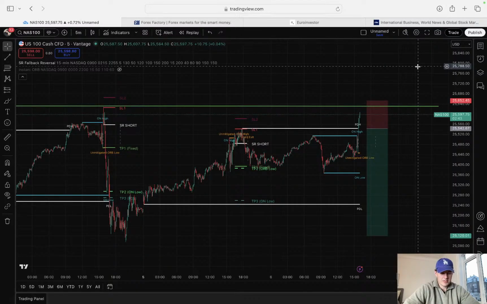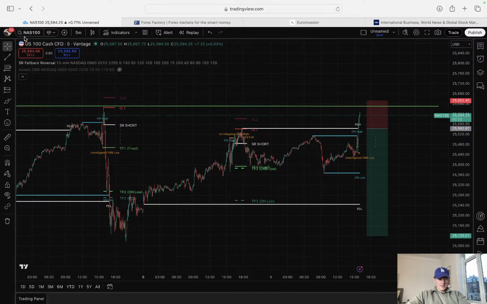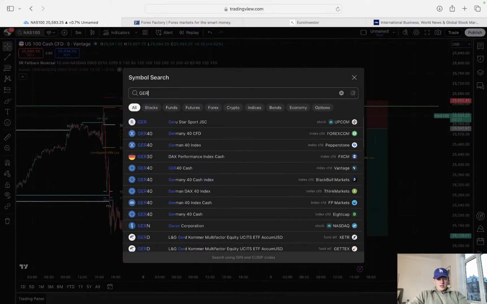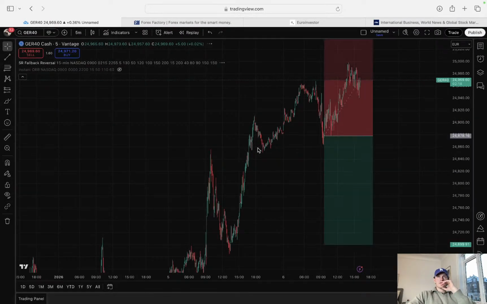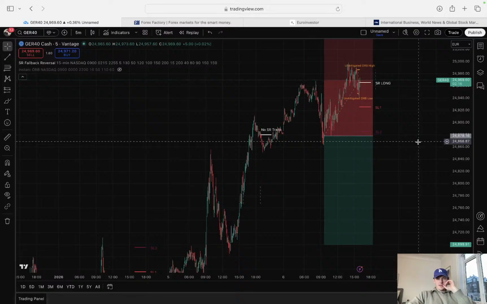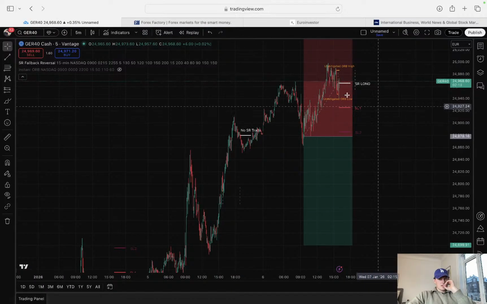How is Nvidia doing today? Nvidia's also up 2%. Still looks very overbought. DAX is actually pushing. So DAX is not doing anything. Why is DAX not coming down? I just think it's because of Nasdaq, to be honest.